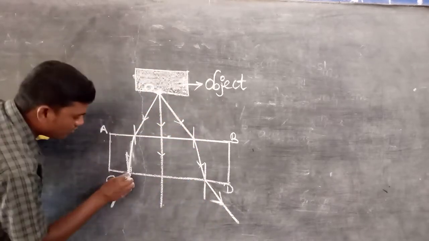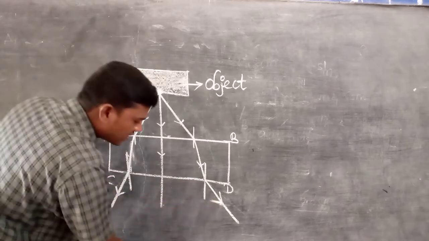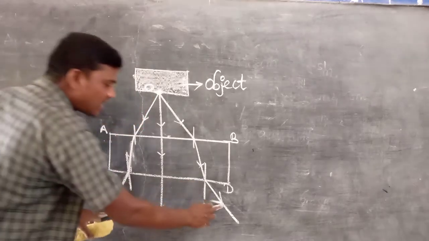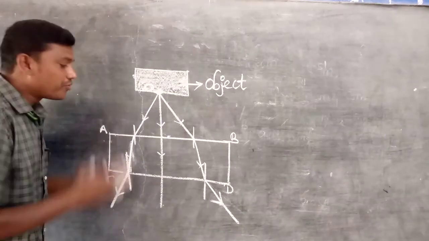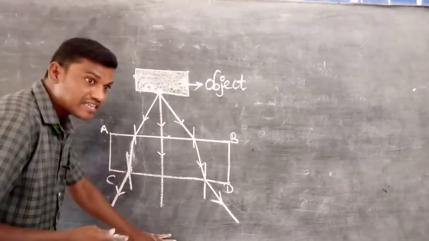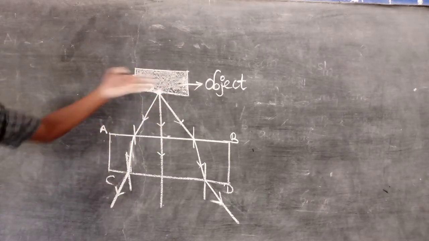That's right. So now this is the emergent ray. Finally, these rays reach us. But these rays are after the refraction. They never meet at our eye. That's why you cannot see the image on the side of the CD. You can see the image on the side of the AB only, or on the side of the object.